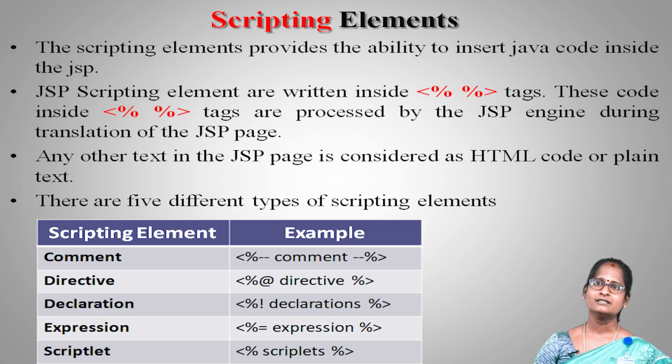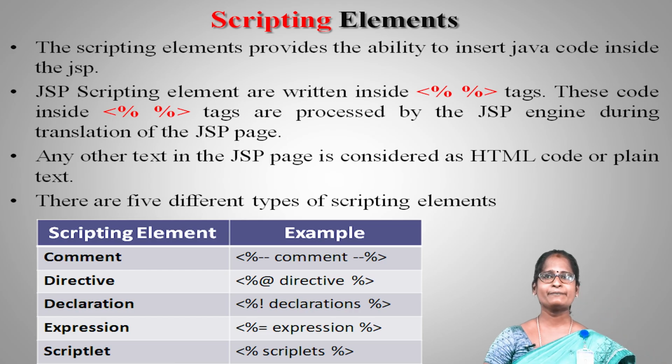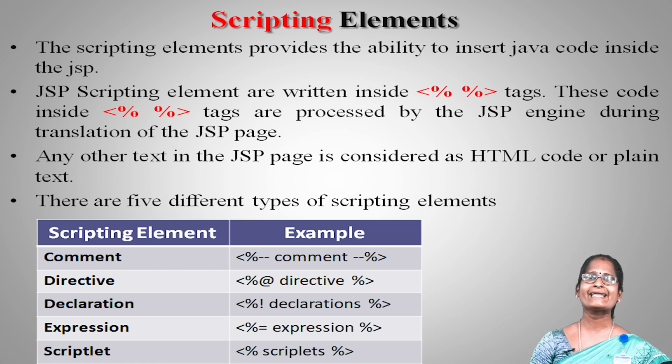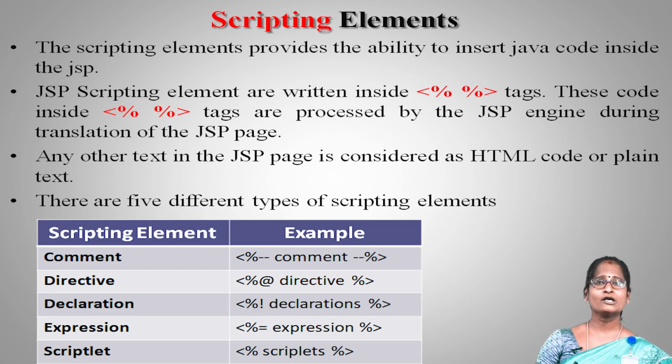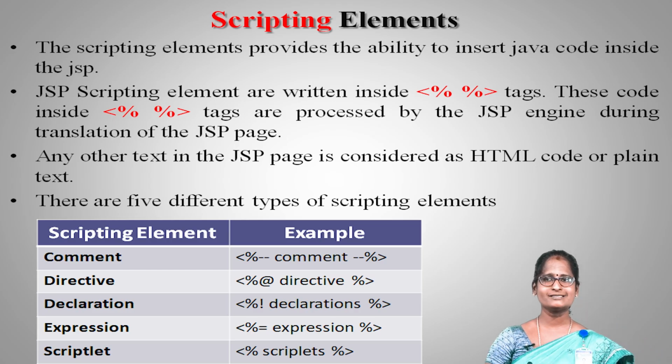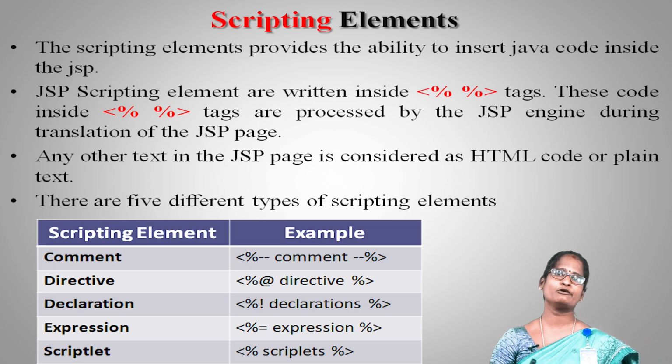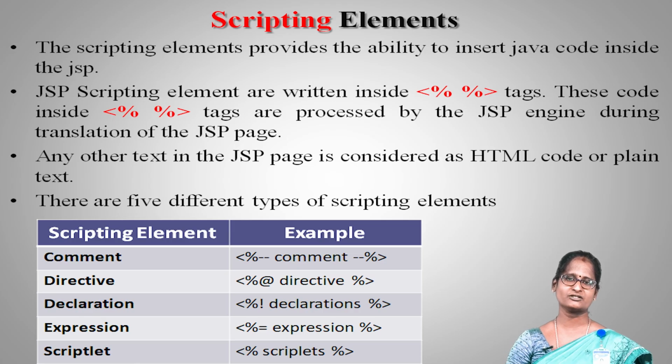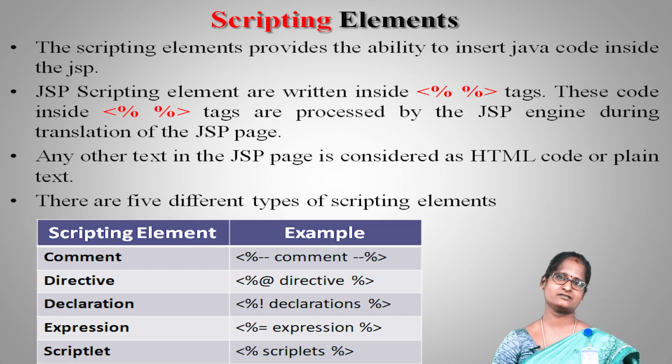Then the next one, the scripting elements. The scripting elements provide the ability to insert Java code inside the JSP. In JSP, scripting elements are written inside of tags. The code inside the tags is processed by the JSP engine during translation of the JSP page. Any other text in the JSP page is considered HTML code or plain text.